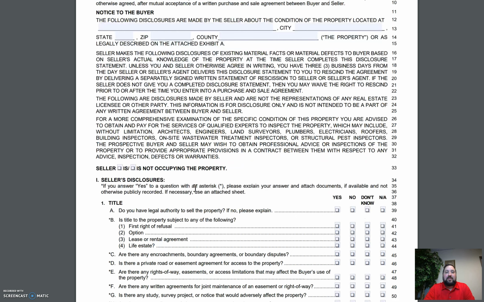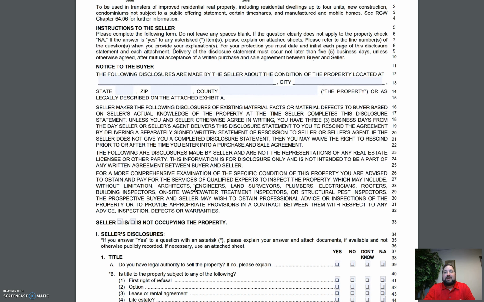The three things you need to remember are: one, you must not leave any blank spaces. You are to complete the form. Do not leave any blank spaces. If a question clearly does not apply to the property, you check NA. If the answer is yes to any asterisk items, you have to explain on an attached sheet.